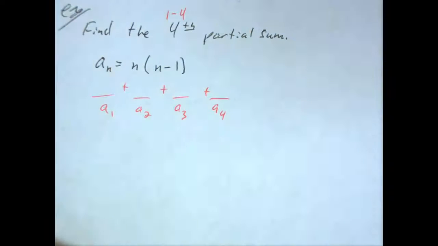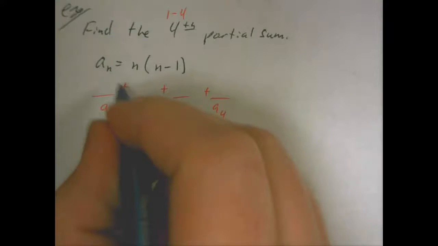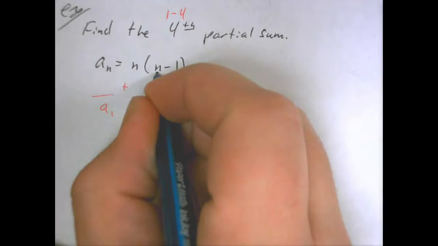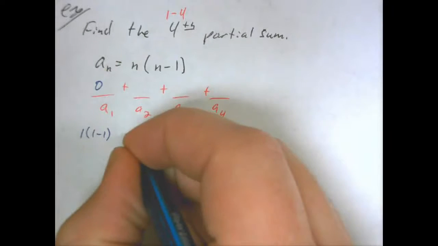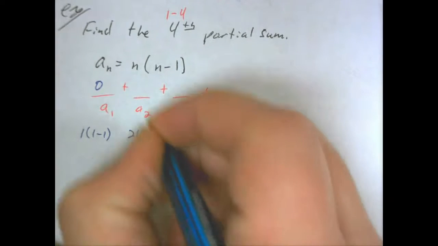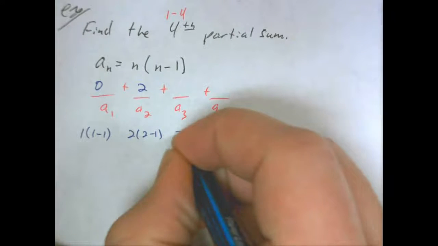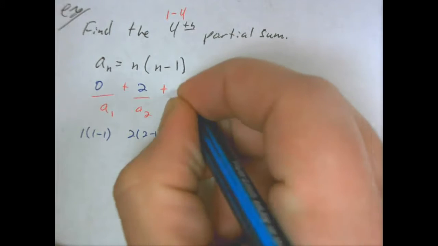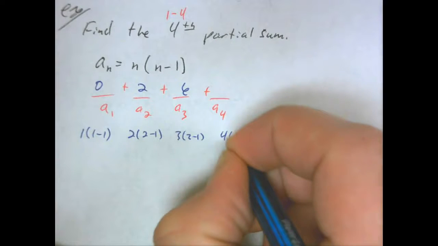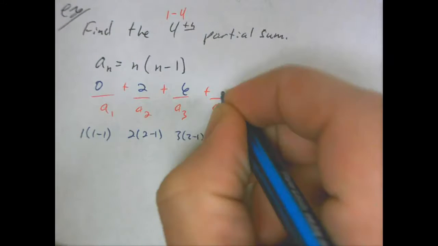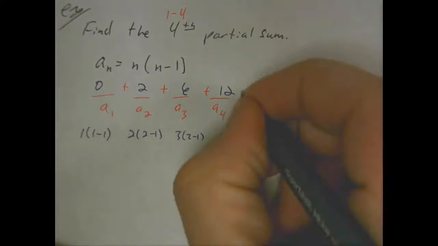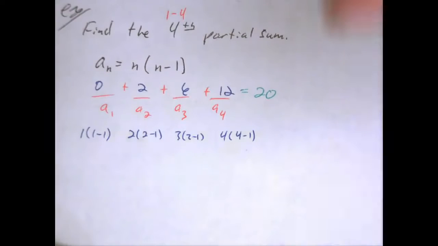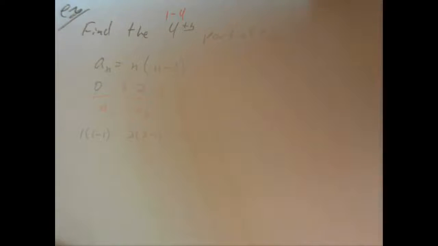So if you plug in 1, you have 1 times 1 minus 1, which is 0. 2 times 2 minus 1, 2. Plus 6, 12, 20.